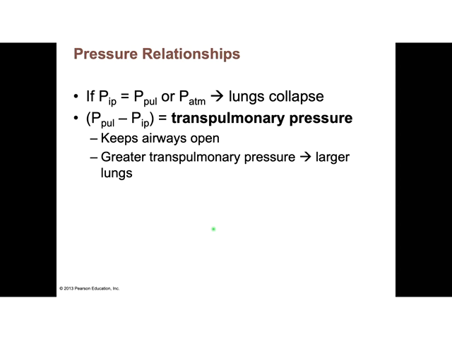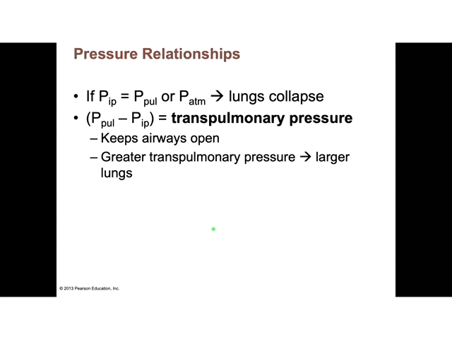If intrapleural pressure is equal to pulmonary or atmospheric pressure, the lungs will collapse. If pulmonary pressure minus intrapleural pressure results in a transpulmonary pressure, the size of the lungs will depend on the amount of transpulmonary pressure. The greater the transpulmonary pressure, the larger the lungs are going to be.